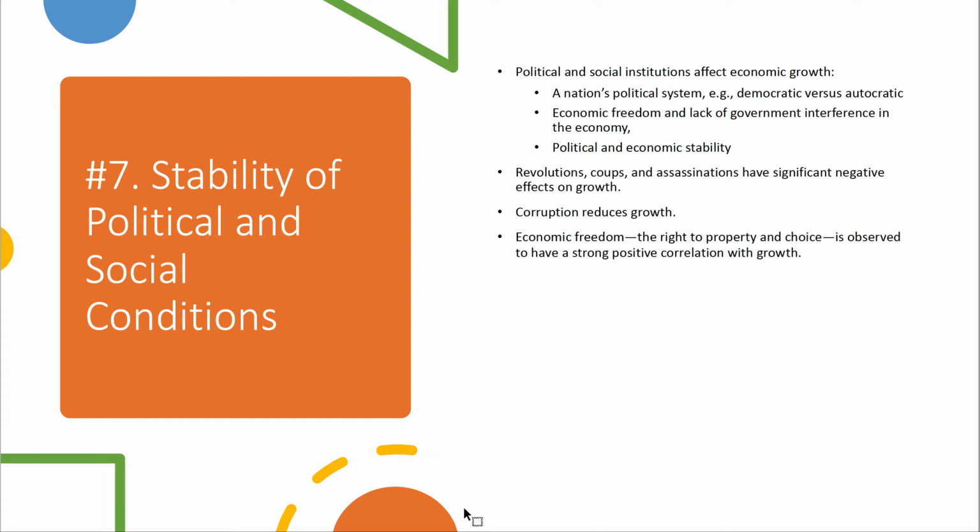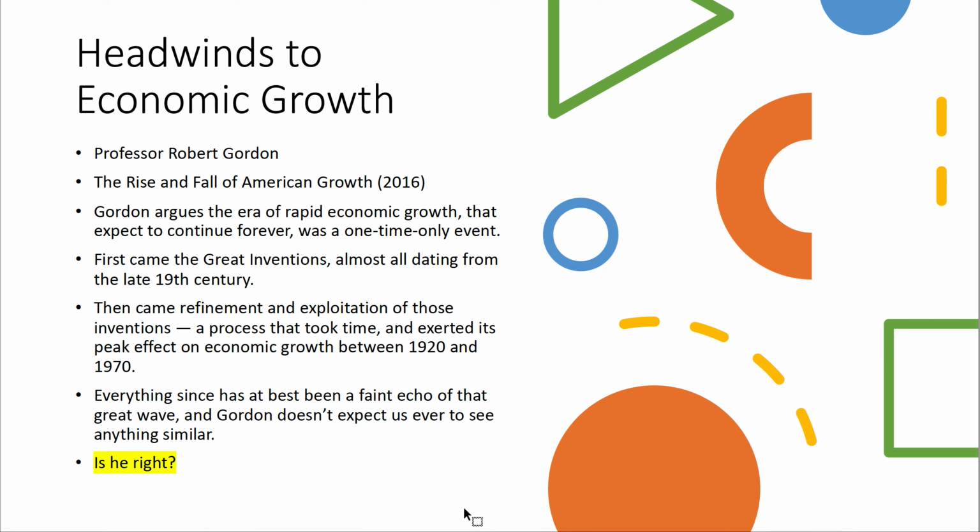And finally, again, the stability of political and social institutions. If you've got economic freedom, minimal government interference, there's never going to be a zero government interference. As long as you're not having a revolution or a coup or assassinations or corruption, you've got an ability, again, to line up the incentives, risks, and rewards. All right, and this is where we'll pick up for the next lecture.